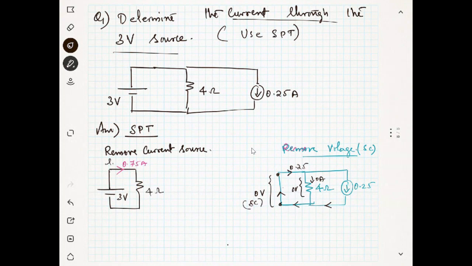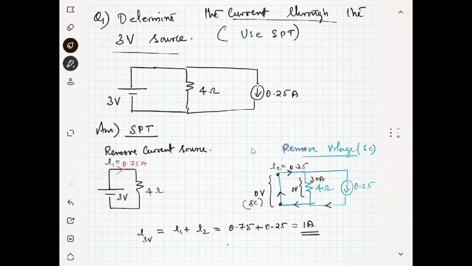So we can say the first current is I1 and the next current is I2. So our current I through the 3 volt source will be equal to I1 plus I2, which is nothing but 0.75 plus 0.25, which is equal to 1 ampere.